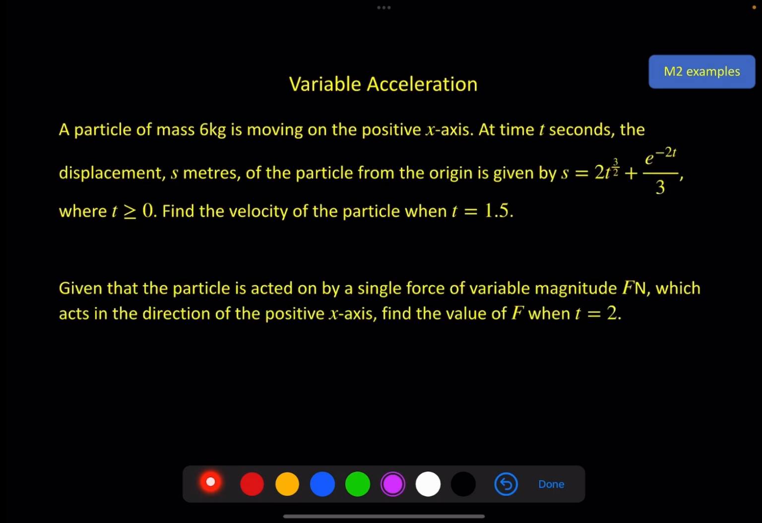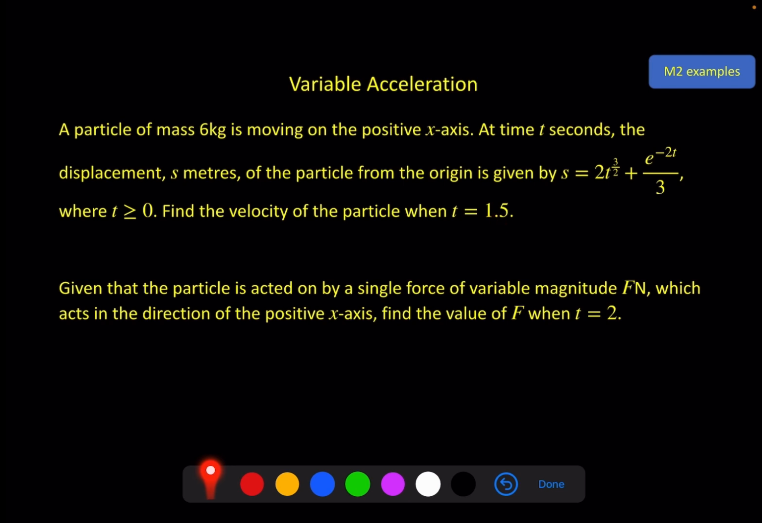Next example. A particle of mass 6 kilograms is moving on the positive x-axis. At time t seconds, the displacement, take note, it says displacement, so this could become a negative, s meters, of the particle from the origin is given by this function here, where t is greater than or equal to 0. Find the velocity of the particle when t equals 1.5.